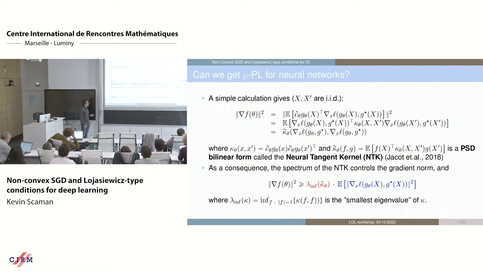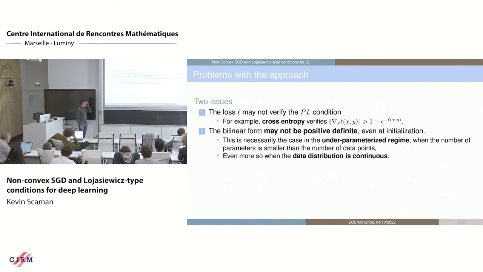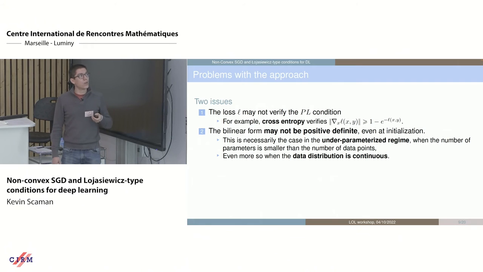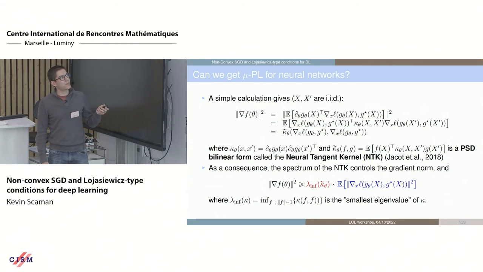So, to put it simply, if this term is equal to zero, then you have a vacuous bound and you cannot prove, of course, anything. Why is it the case? Well, one of the settings where it is the case is in the underparameterized regime, where you have fewer parameters than the number of data points.